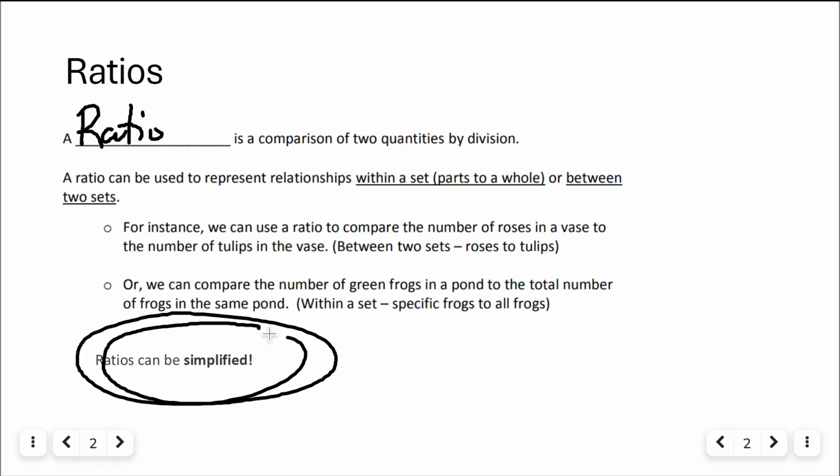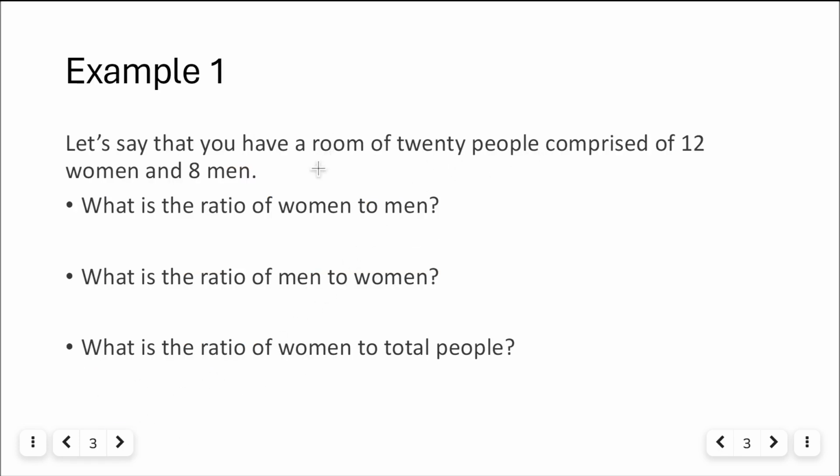Ratios can be simplified, okay? And we already know how to do that. We'll work with it. So let's say you have a room of 20 people comprised of 12 women and 8 men. What is the ratio of women to men?